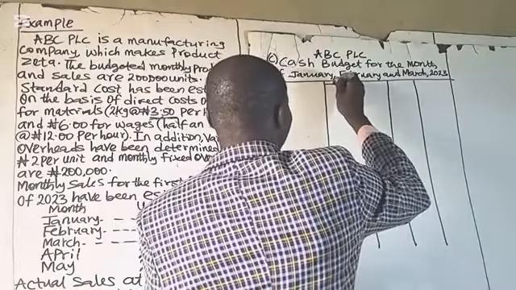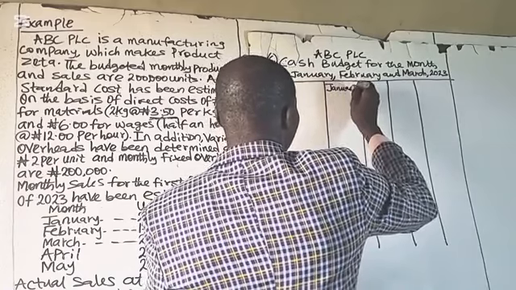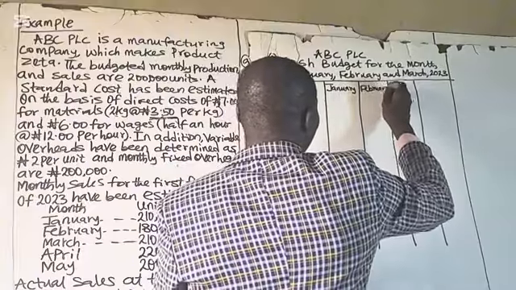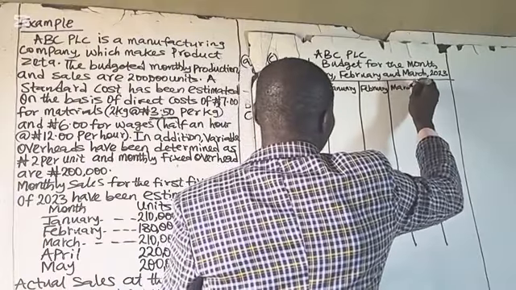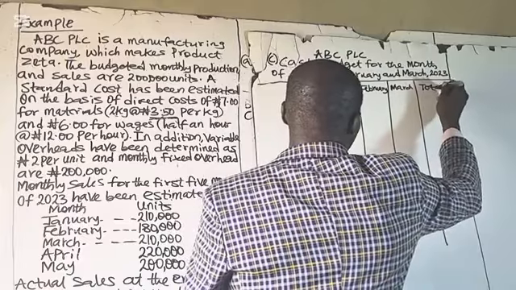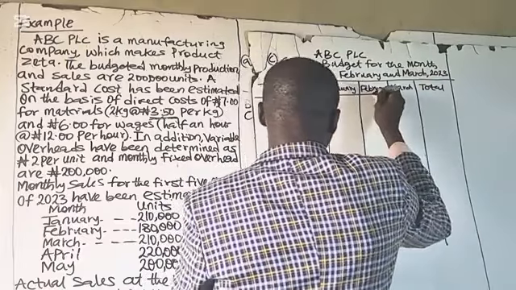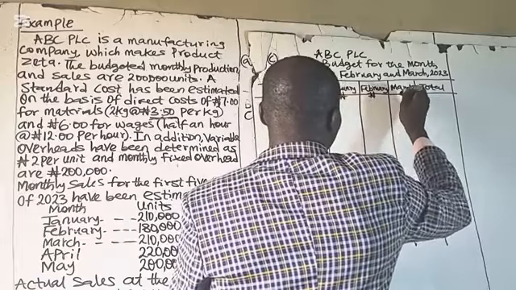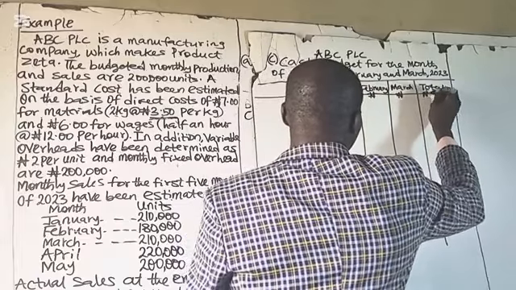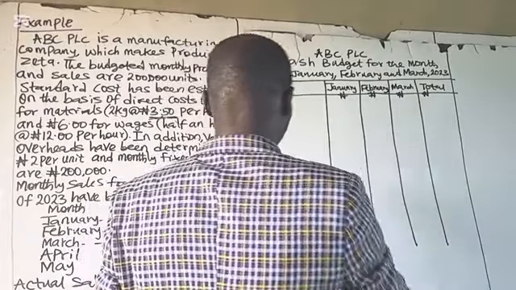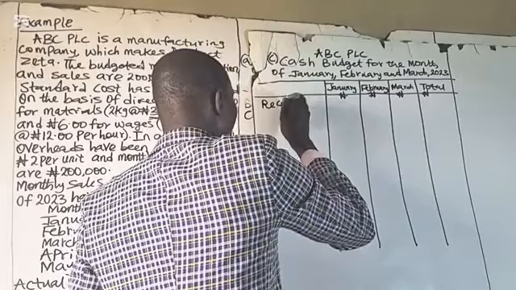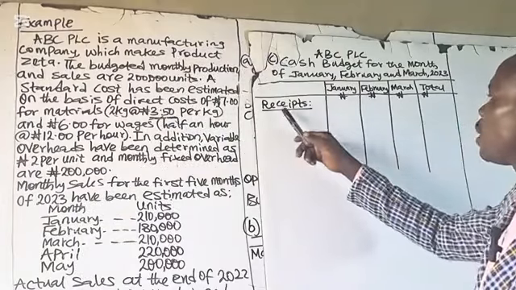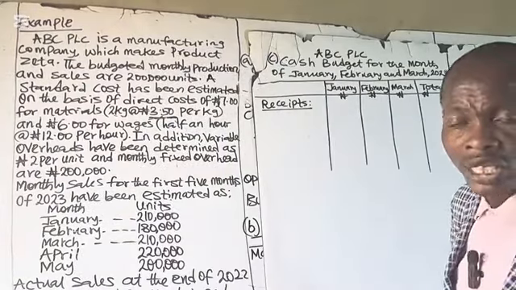So we have January, February, March, and total. The starting point is the receipts. We want to have the items of receipts. The starting point of our cash budget are the items of receipts.